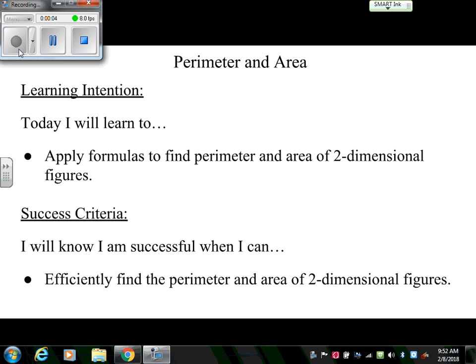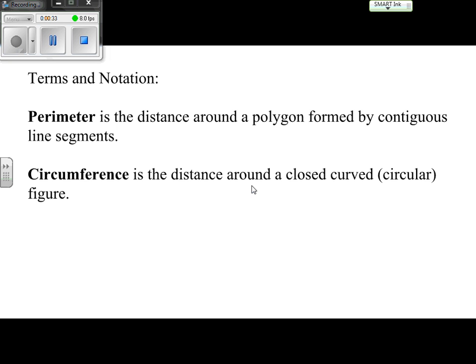Today's lesson will be on perimeter and area, which should be a review of things that you were introduced to and assessed on back when you took geometry. You may have even seen some of these concepts earlier than that, such as 7th or 8th grade. We will be applying formulas to find perimeter and area of two-dimensional figures, and our real goal here is to make sure that we're efficient. So if this is a review, we just want to make sure that we're really on top of it so that we can quickly and easily find perimeter and area of two-dimensional figures.